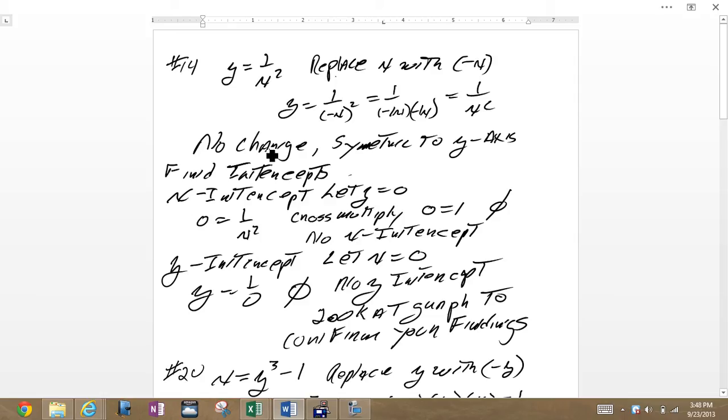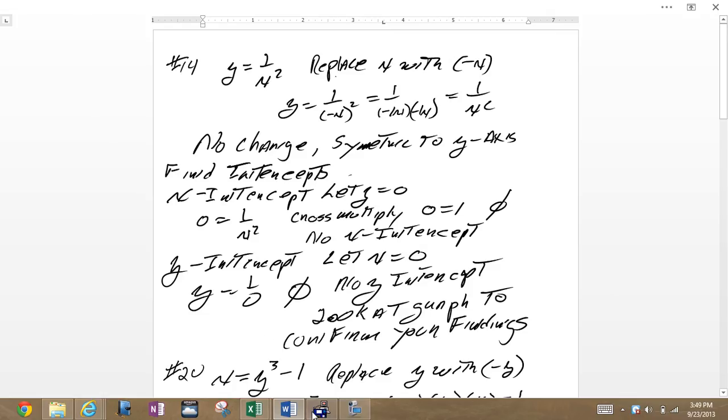So setting y equal to 0 gives us 0 equals 1 over x squared. Cross multiplying, 0 times x squared is 0, which leaves us with this statement 0 equals 1, which is not true, and therefore there's no solution, and therefore there's no x-intercept. To check the y-intercept, we let x equal 0, and replacing x with 0, we get 1 divided by 0, which is undefined, which again is implying no solution, which is again implying no y-intercept.